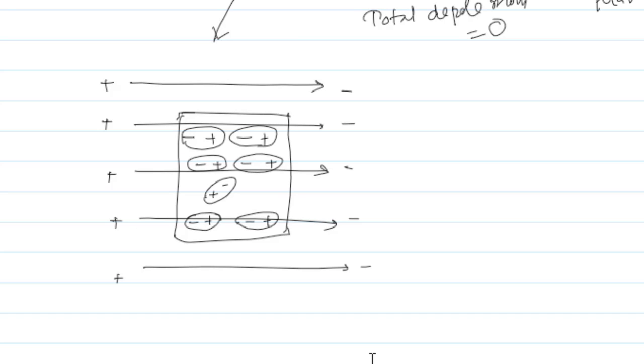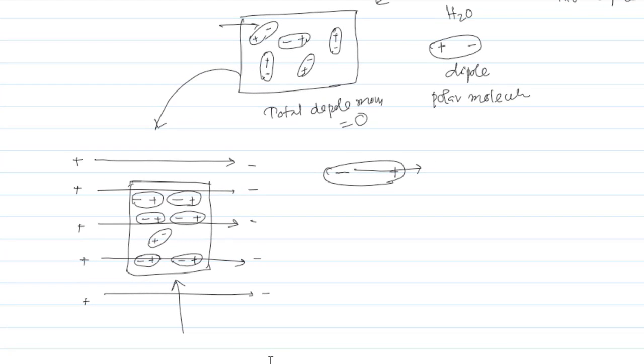Okay. And one more important point: we know for a dipole, the direction of the dipole moment is from negative to positive, right? From negative to positive. This is the direction of the dipole moment. So basically, what is happening is that all the dipoles are trying to align in the direction of the electric field. Okay, so this is the point. So if this is a polar molecule, this will happen.